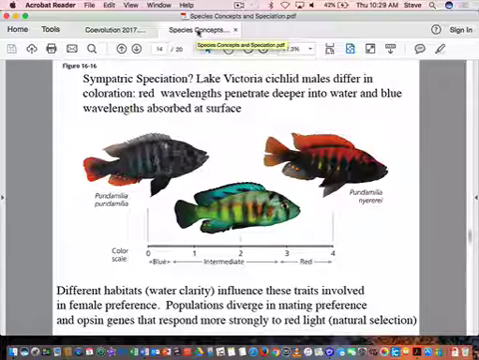Okay? Where do you think these two males are found? Some are in deep water, some are in shallow. Okay, I'm going to tell you, one of them is in deep water, and one of them is in shallow water. Which one?